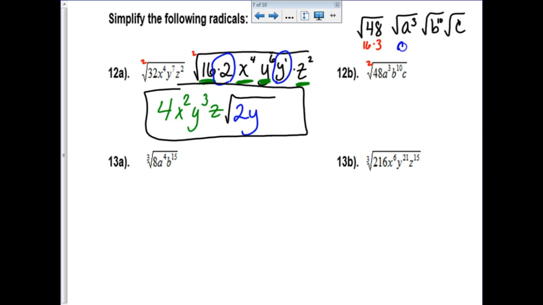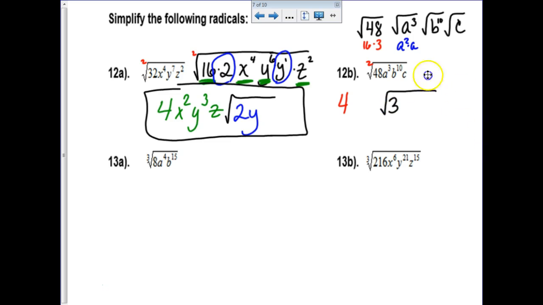A to the 3rd I'm going to break down into a squared times a. B to the 10th I'm not going to break down at all because it's going to go evenly. And c to the 1st power is going to be stuck. So when I look on this first radical, the thing that's going to come out of the radical, or twin jail, or whatever you want to call it, the square root of 16 is 4. But the 3 is stuck in the radical, so I'm going to leave it there.